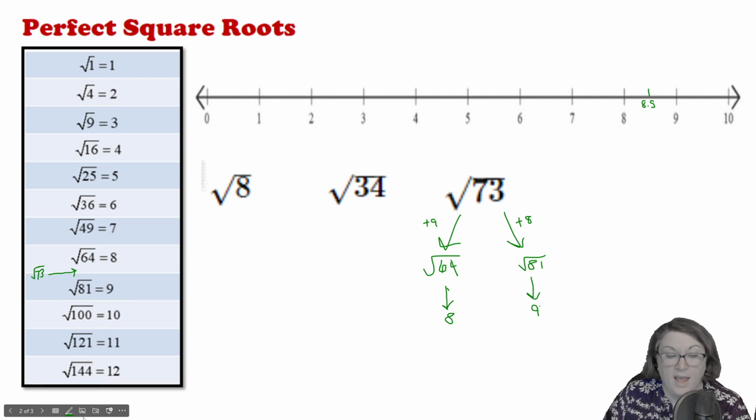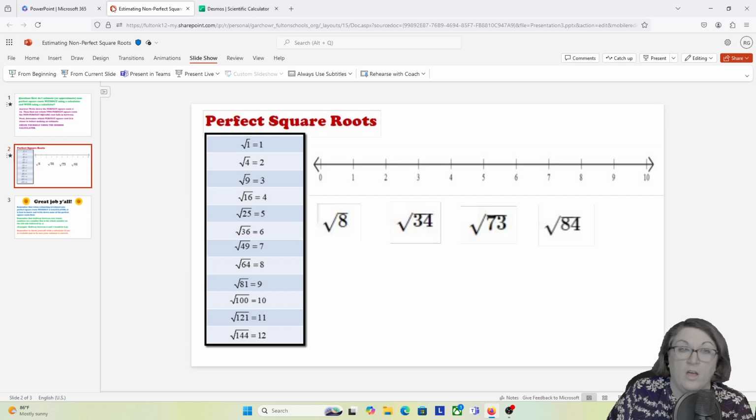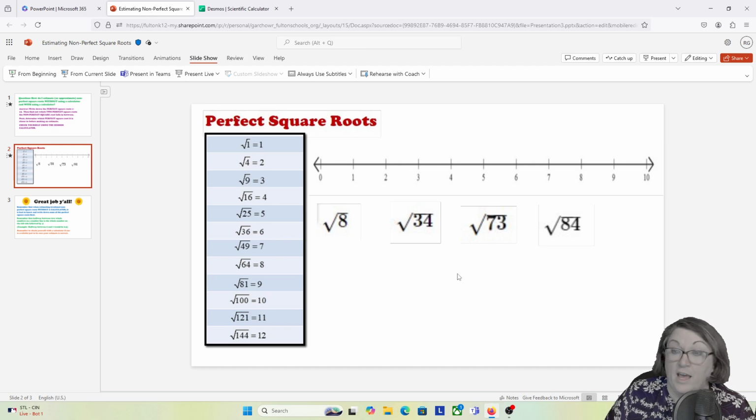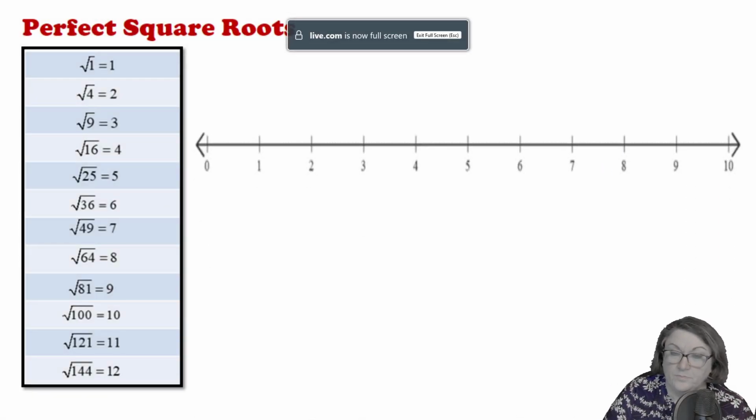So let's go ahead and check on our Desmos calculator and see if 8.5 or 8.6 is close to what the square root of 73 is. So I'm going to change this to 73. And I'm getting 8.6. So yes, 8.6 is the answer, which I said 8.5, but actually 8.6 is a better answer. But we were close. We were saying it was 8.5 or 8.6, so we were very close on that one.